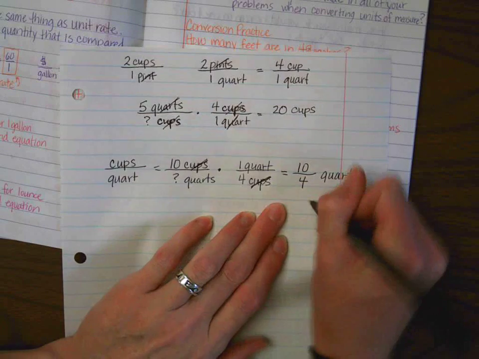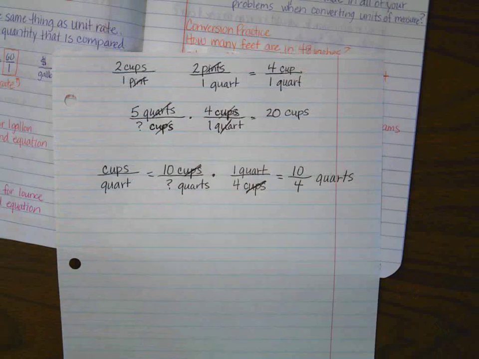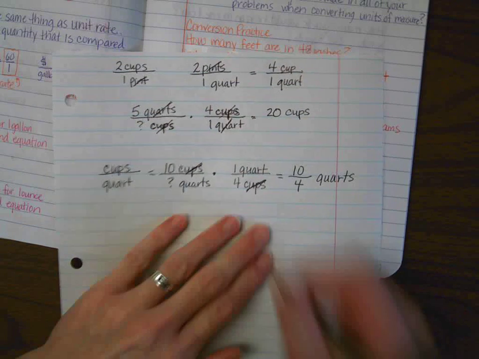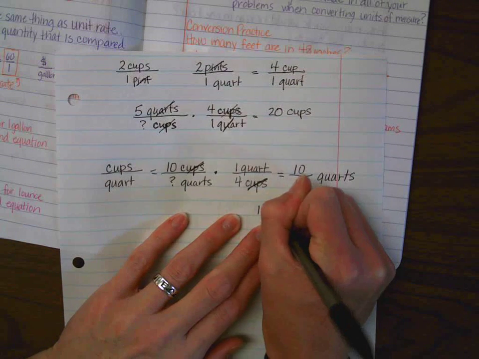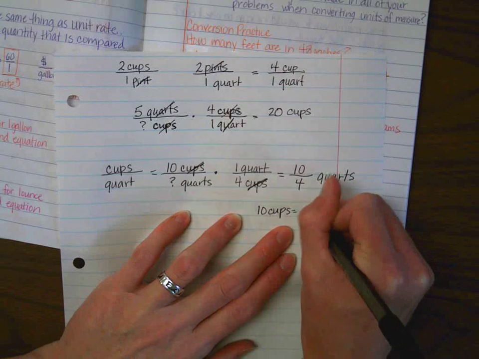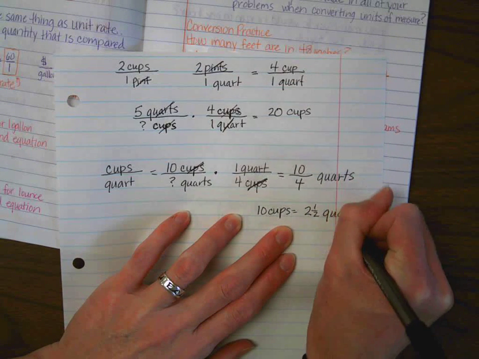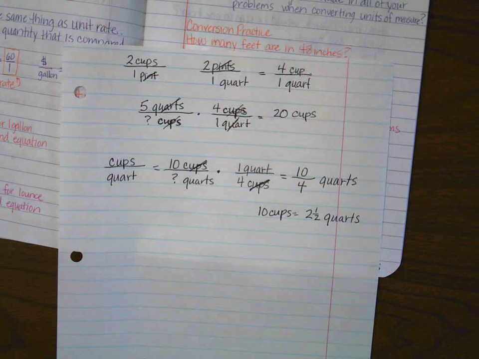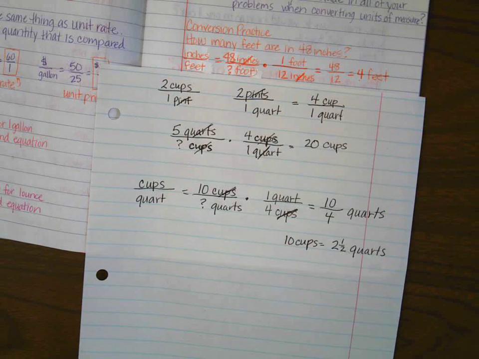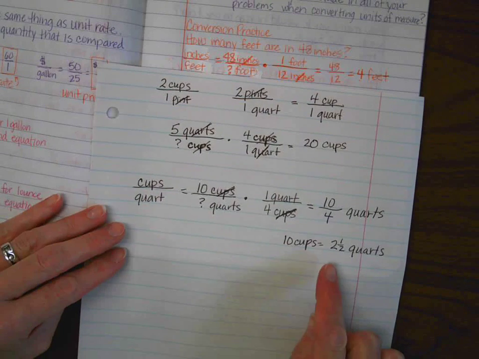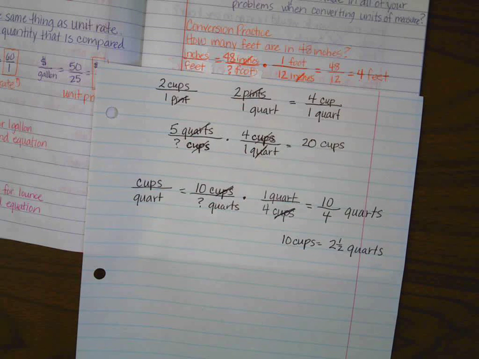So the question is, how many quarts make up 10 cups? Well, we could say that 10 cups equals 2 1/2 quarts. Sorry for coughing. Okay? So hopefully this is making sense to you.